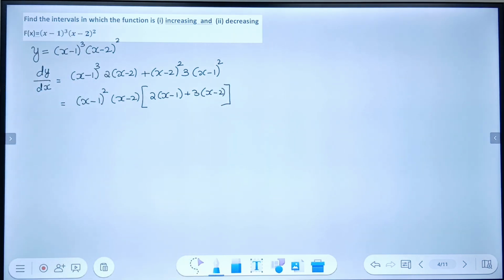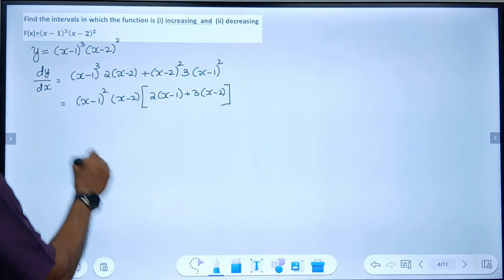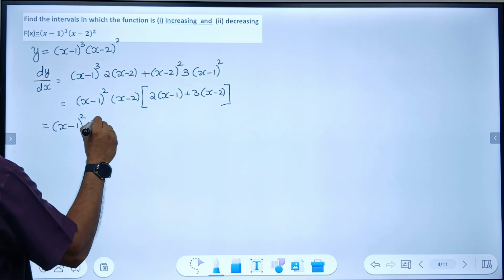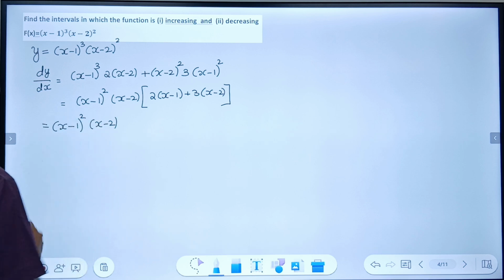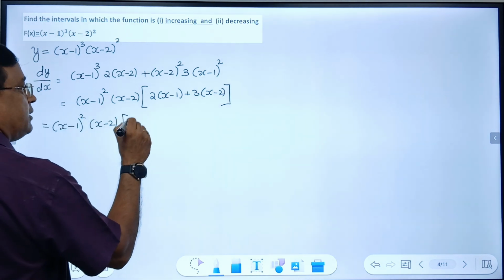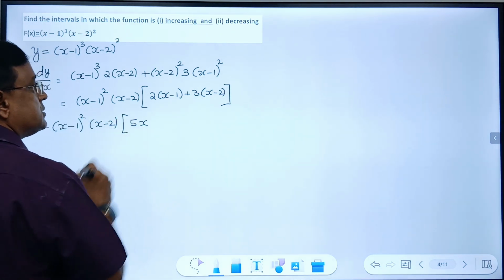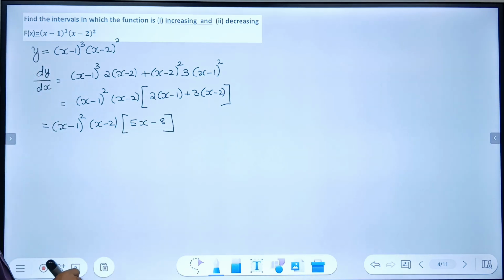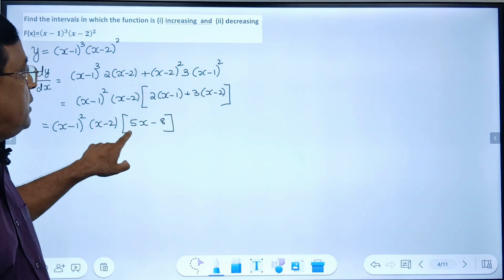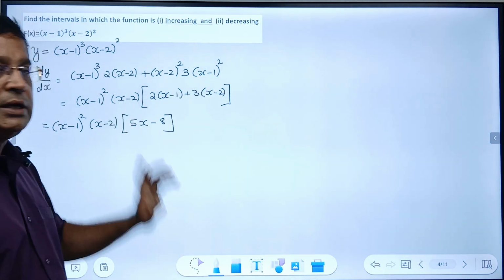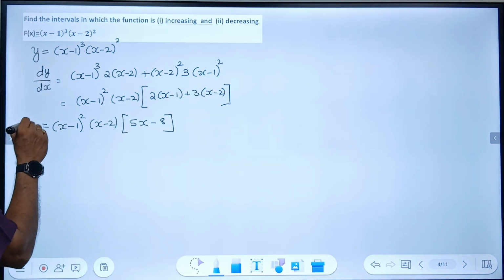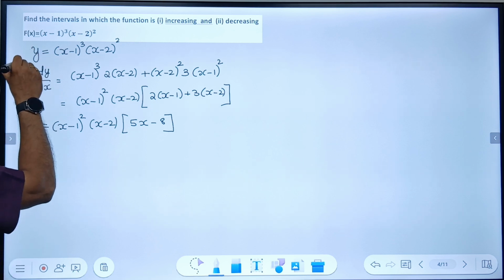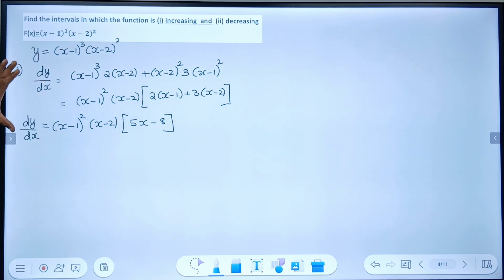Correct? So I took out the common factor, and I got this. This is nothing but (x minus 1) the whole square into (x minus 2). And if you simplify this, I get 5x minus 8. How did I get 5x minus 8? 2x plus 3x is 5x, minus 2 minus 6 is minus 8. So this is my dy by dx completely simplified. So I have differentiated and I have simplified. This is our first step.